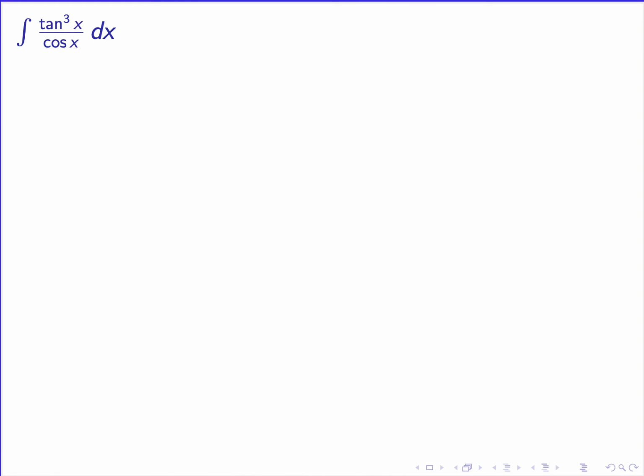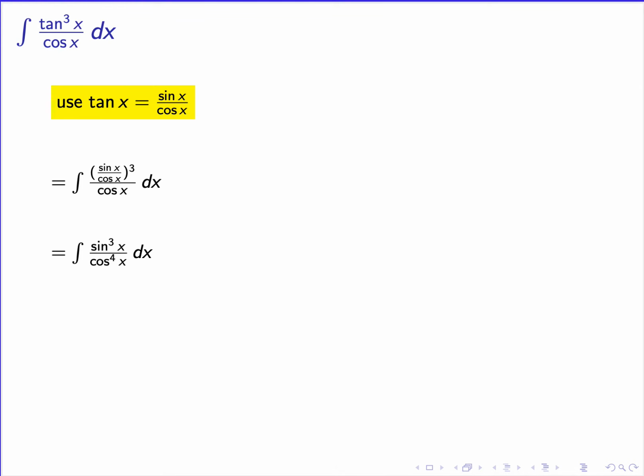Okay, what about this guy? Tan cubed over cosine. Well, this one, if we let tan be sine over cosine, we can rewrite it like this, which gives us this. And now it's more like the problems we've been dealing with. We can pull one of those sines out front, since the power of sine is odd and it's on top. We can pull it out, I guess, out back, and then let u equal cosine.